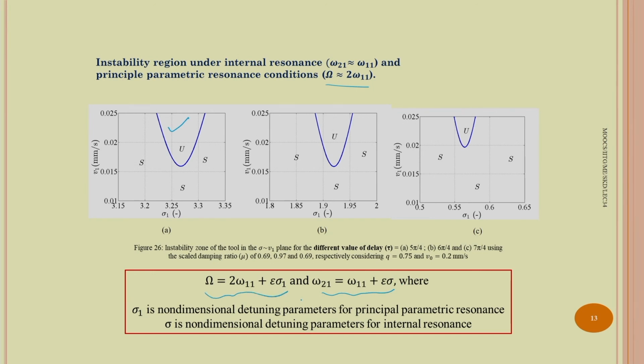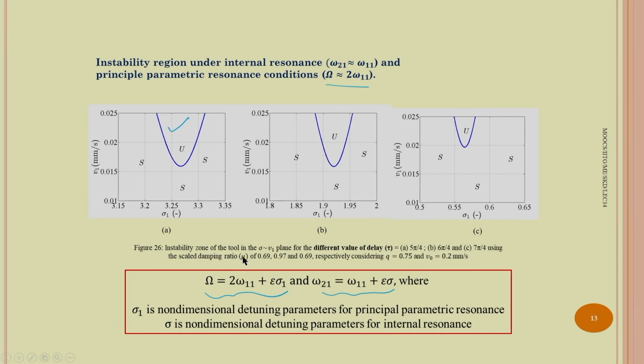condition for, we can tell this is external resonance condition, that is principal parametric resonance condition, but this is due to the variation in the rotational speed in a periodic way. So, due to that assumption we are getting this. So, sigma 1 is the non-dimensional detuning parameter for principal parametric resonance and sigma is the non-dimensional detuning parameter for the internal resonance condition. So, you can observe that.